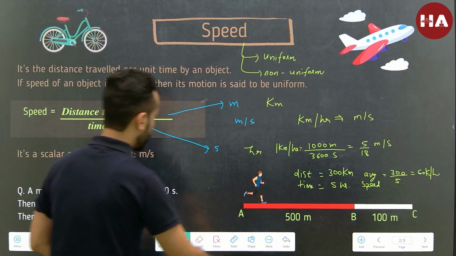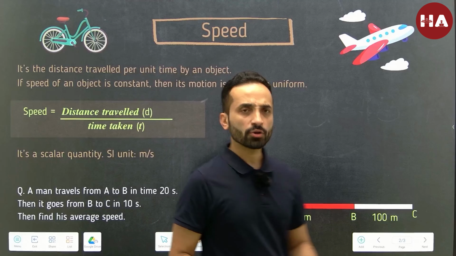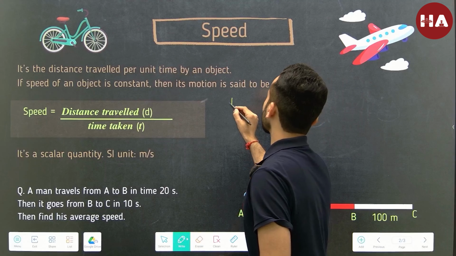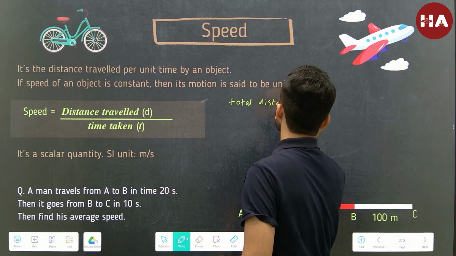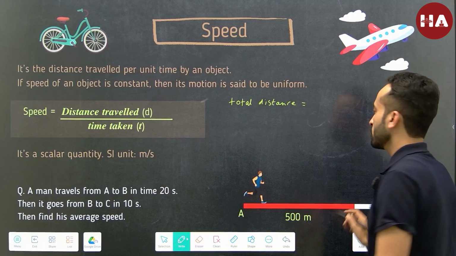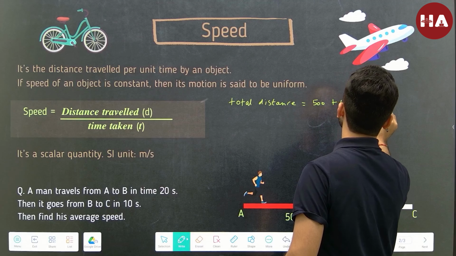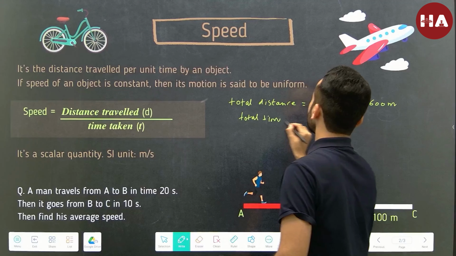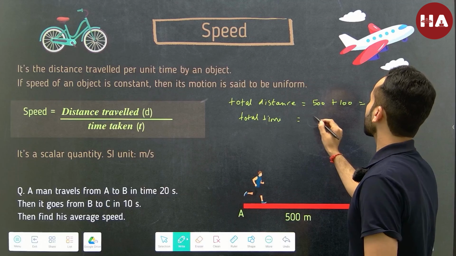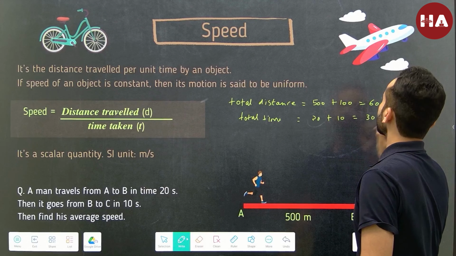I can erase this first, then you can give it a try. So now let's do it. First, let's talk about the total distance. Since it is from A to C and it's moving on a straight line path for now, the total distance is going to be 500 meter plus 100 meter, that is 600 meter. While the total time of the journey from A to C is, the first part is 20 seconds, the second part is 10 seconds, so the total time is 30 seconds.